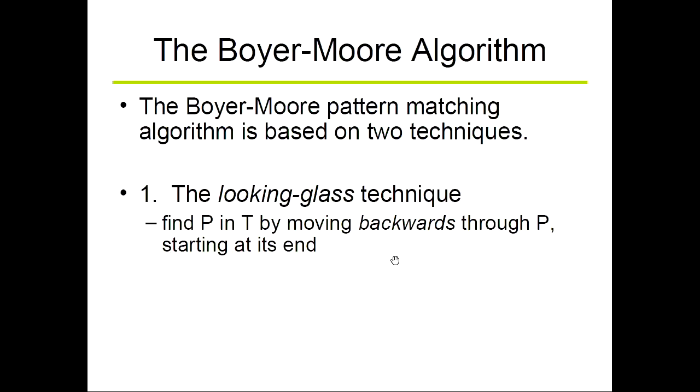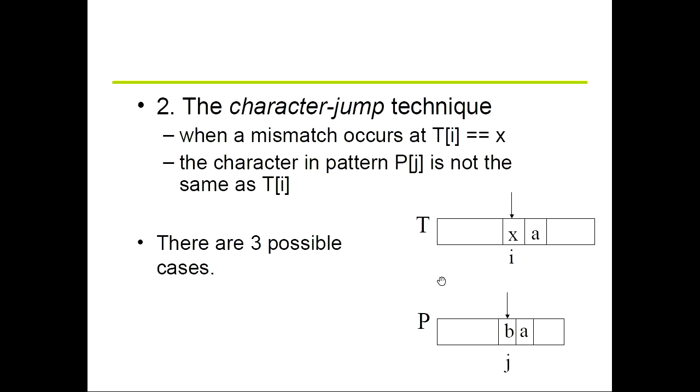Next one. Boyer-Moore pattern matching. It's based on two techniques. In fact, three, but start with two first. One is the looking glass technique, which is finding the P in T by moving backward rather than forward. So you try to match in a backward manner.